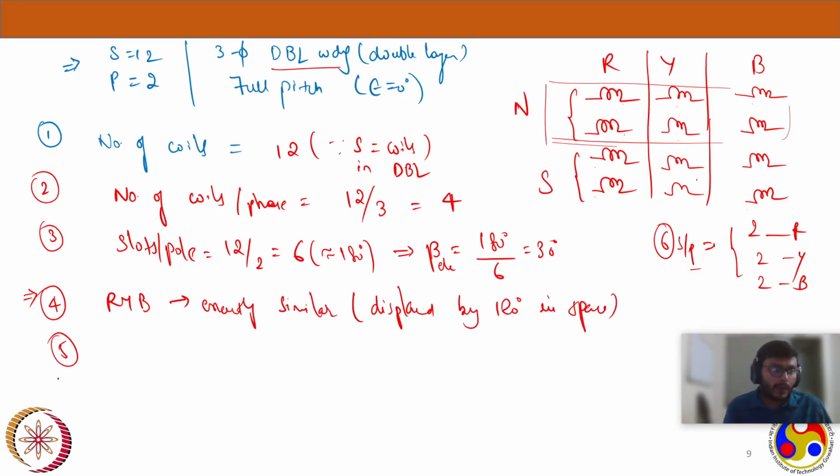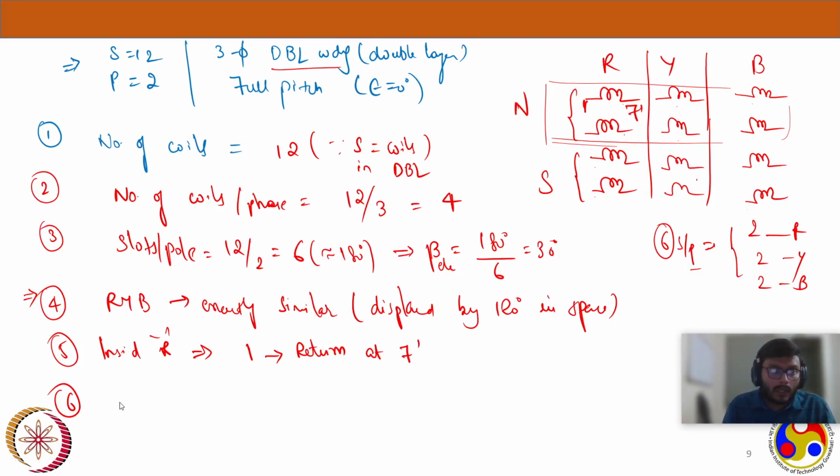Now, with this point, next point. I already know inside R, let's say I started this coil 1. The return path we already discussed. It is 7 dash, right? Now inside R phase, if I start with 1, I will return at 7 dash because it is a full pitched coil and coil span is 180 degrees.